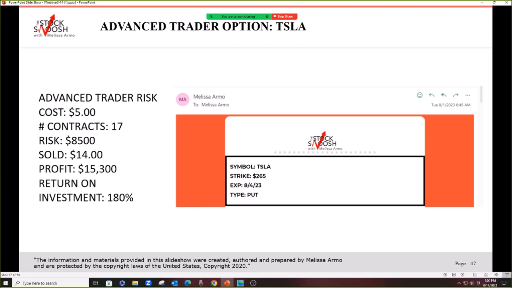Anyways, this was a nice trade. Return of investment 180%. Again, this is an advanced trader risk. You could risk more than this, but it's the idea where you would have made 9 points of the 5 that you risked. Okay, nice, nice, nice trade.